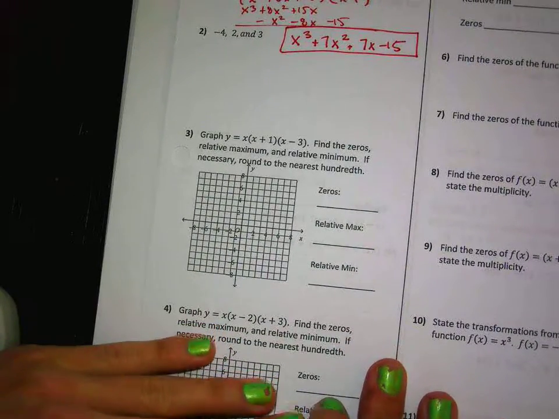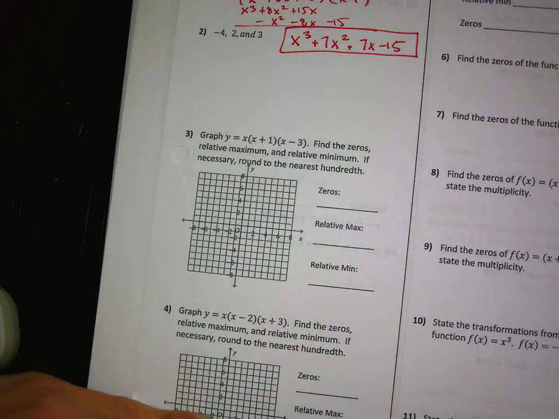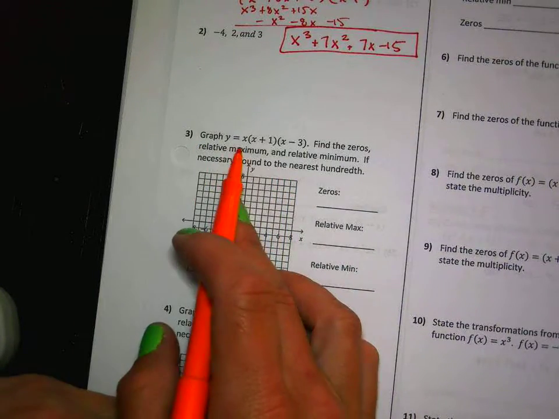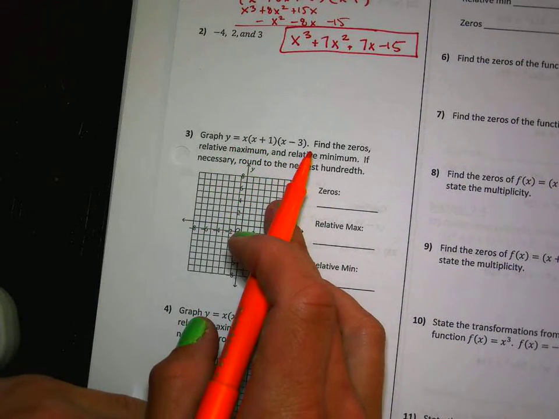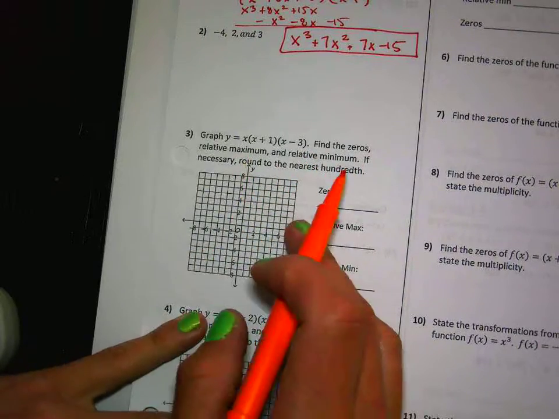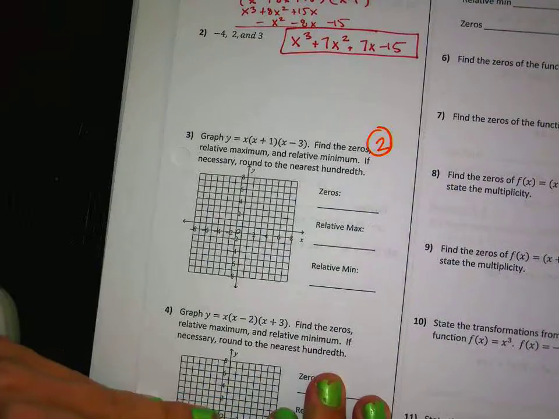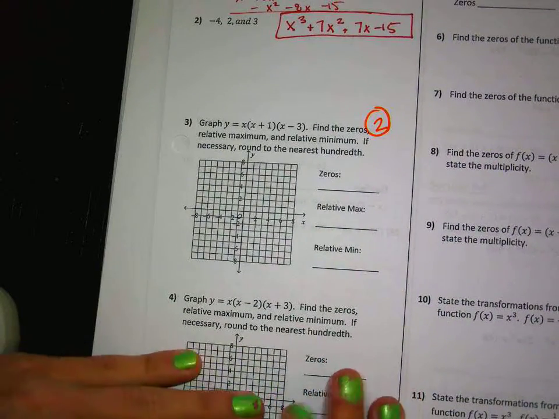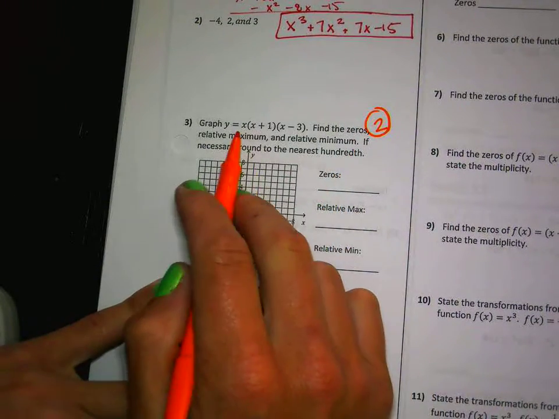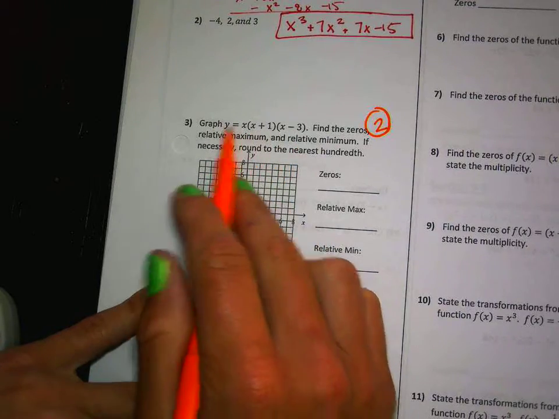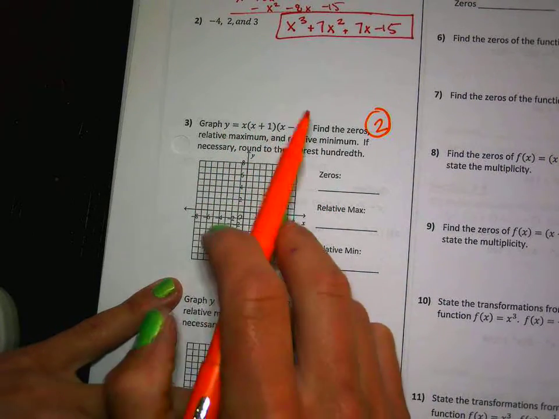Go down to number 3. Number 3 says graph y equals x times x plus 1, x minus 3. Find the zeros, the max, and the min. You are going to have 2 of these problems. Now the zeros, since it's in this form, it's already factored out for you. The zeros are really easy to find.